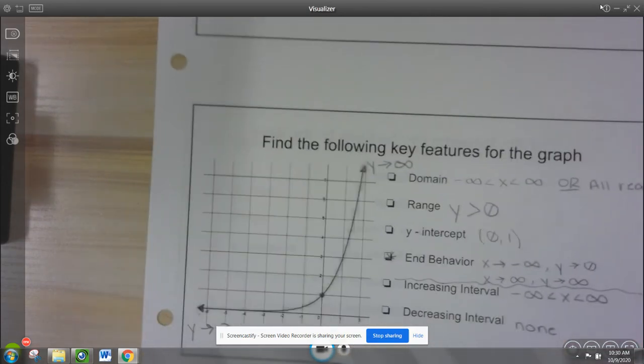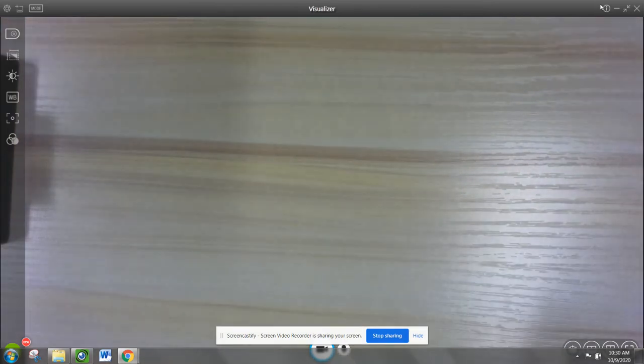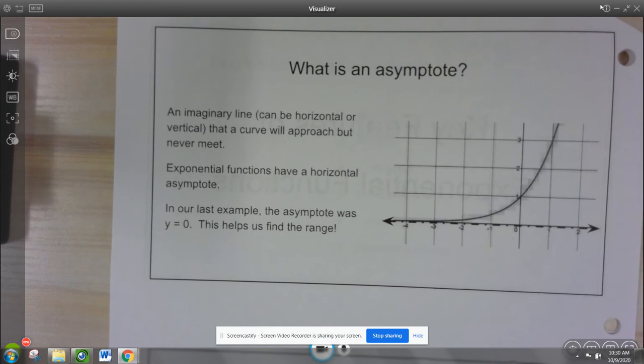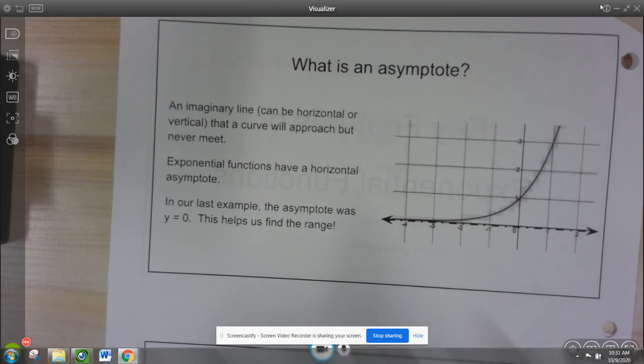So what I want to talk about is why y isn't actually getting to 0. It's called an asymptote. If you've ever heard that song by MC Hammer called Can't Touch This, that's how I like to think of an asymptote. With exponential functions, we are going to have horizontal asymptotes. And it's this imaginary horizontal line that our graph or our equation or our curve is going to get really, really, really close to, but it's never going to actually touch it. So in our last example, our asymptote was this line right here, y equals 0. And I used that to help find our range.